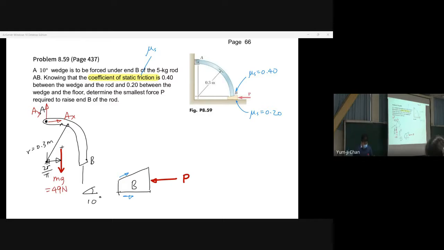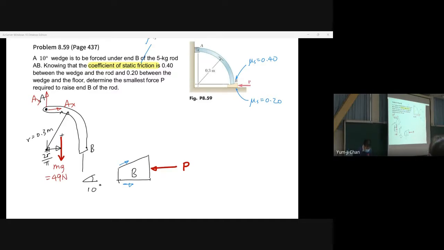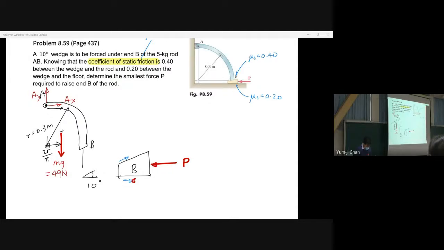So here we have R2 going this way, and this angle is phi S2. Because the external force P goes to the left, these friction forces go to the right. It's okay, because of course the friction is in the opposite direction.